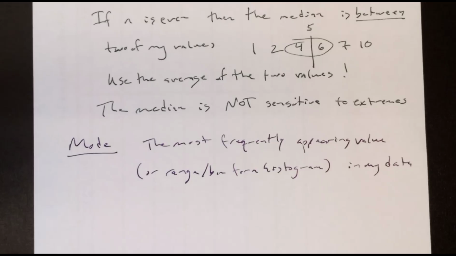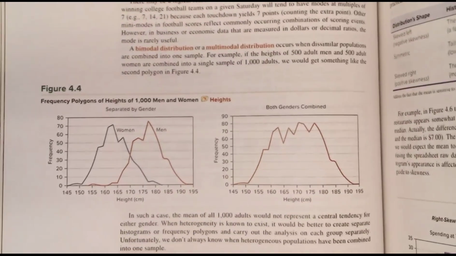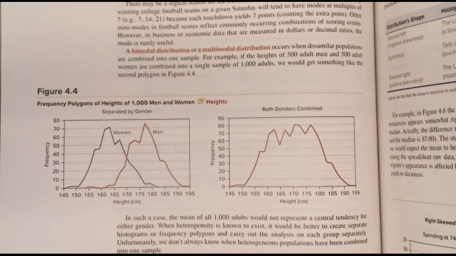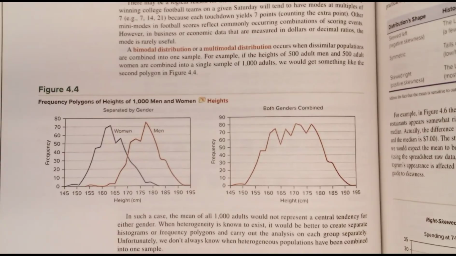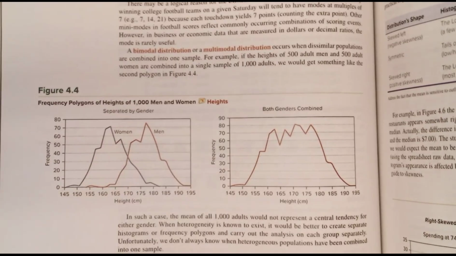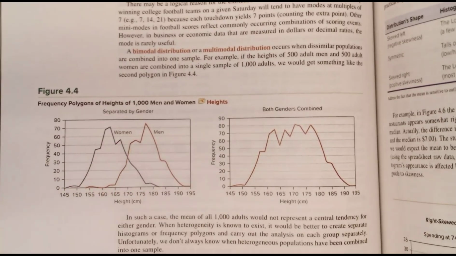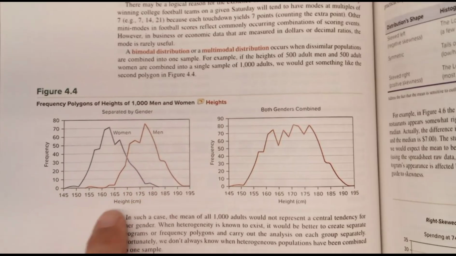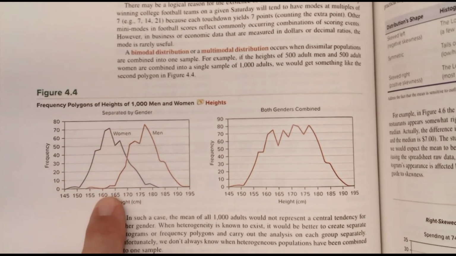Page 102. I have 2 different piles of data. The heights of 1,000 men, women. If I divide by gender, each data has a clear peak to it, doesn't it? These are frequency polygons rather than histograms. And it looks like men are around 178 centimeters and women 163.